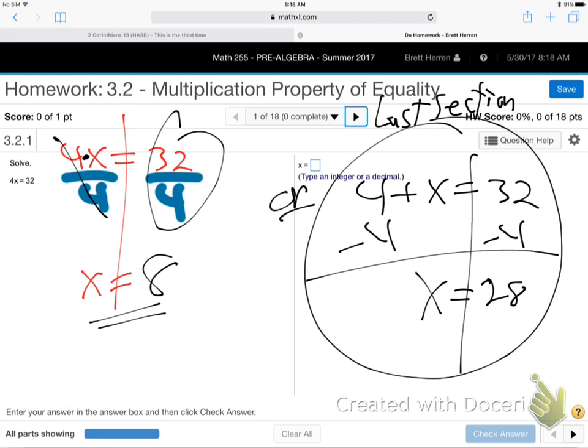So now we have to think about when something's multiplied, we divide it. So we're always doing the opposite of what's next to x, aren't we? If something's added next to x, we subtract. Something's subtracted, we add. Something's multiplied, we divide. We always do the opposite, and then we do the same thing to both sides to keep the balance. Is that good?